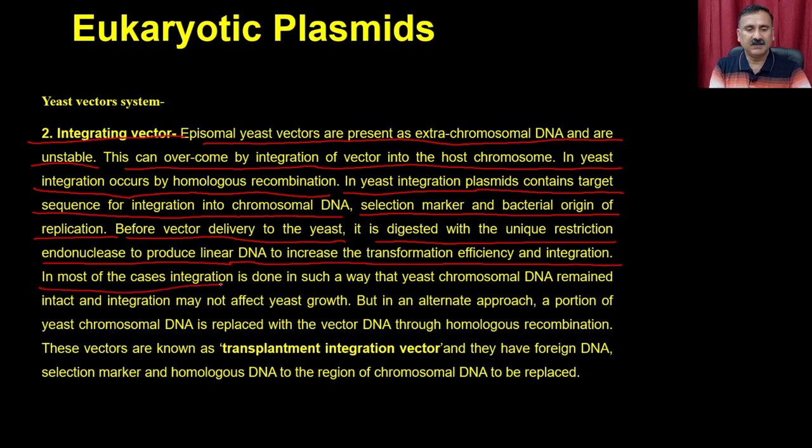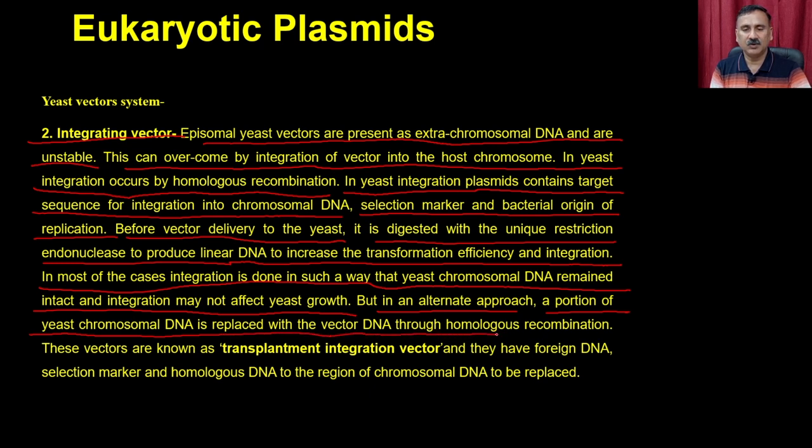In most cases, the integration is done in such a way that the yeast chromosomal DNA remains intact and integration may not affect the yeast growth. But in an alternate approach, a portion of the yeast chromosomal DNA is replaced with the vector DNA through homologous recombination. These vectors are known as transplacement integration vectors, and they have the foreign DNA, selection marker and homologous DNA to the region of chromosomal DNA to be replaced.